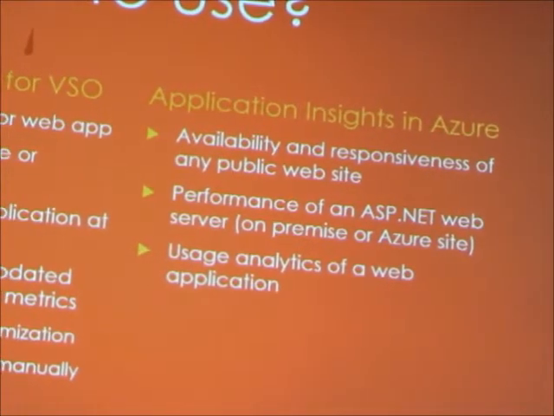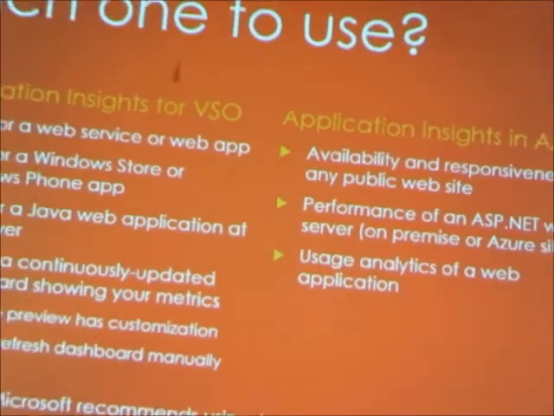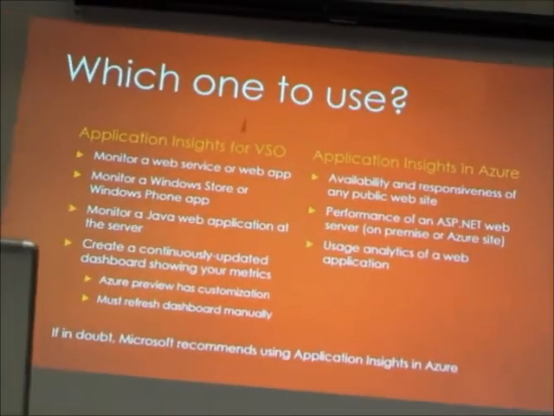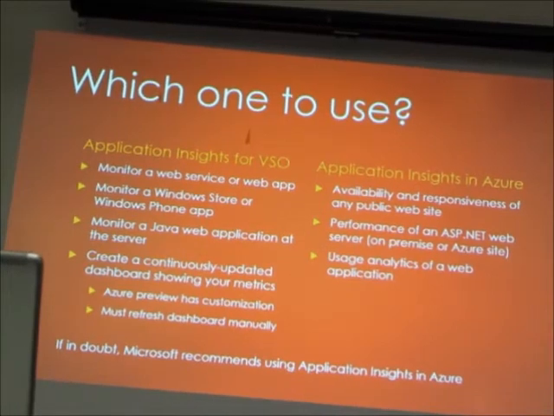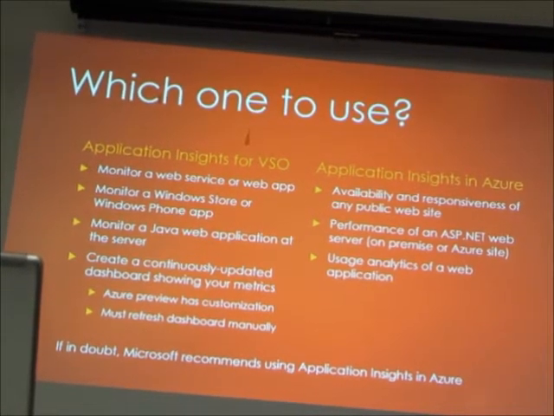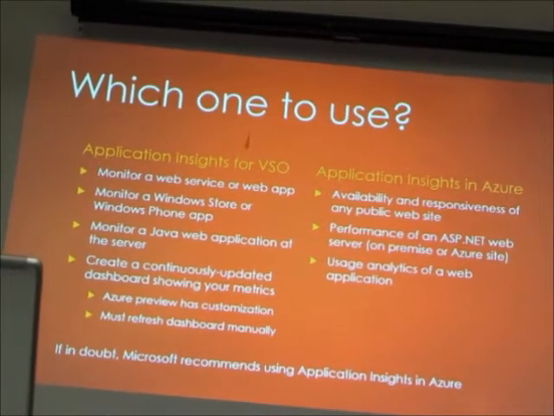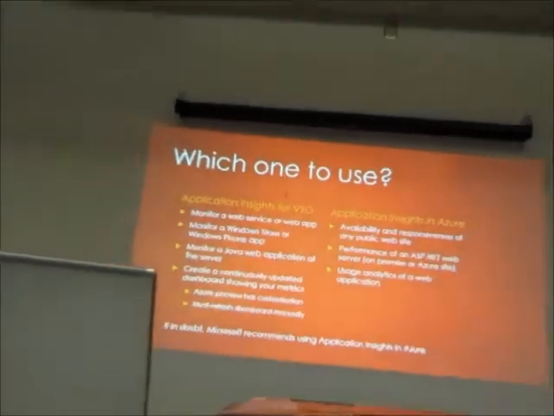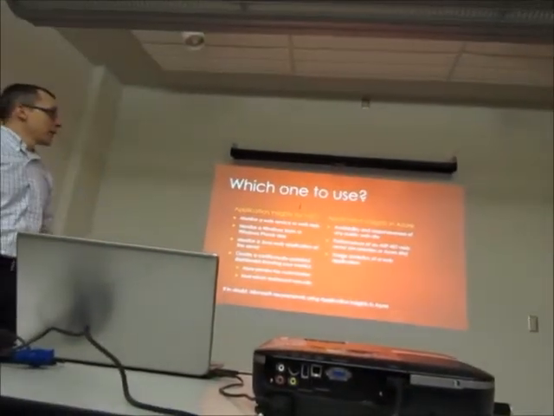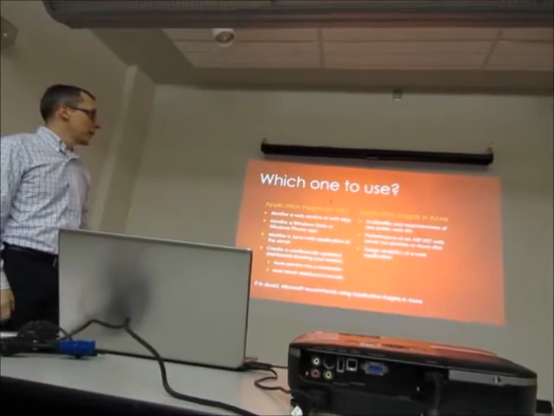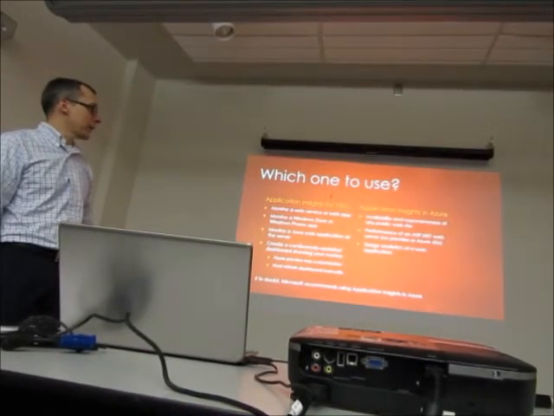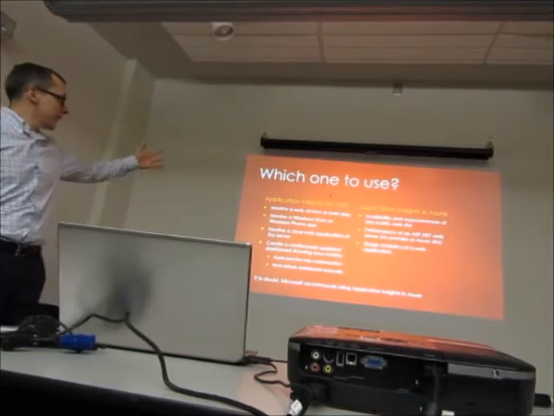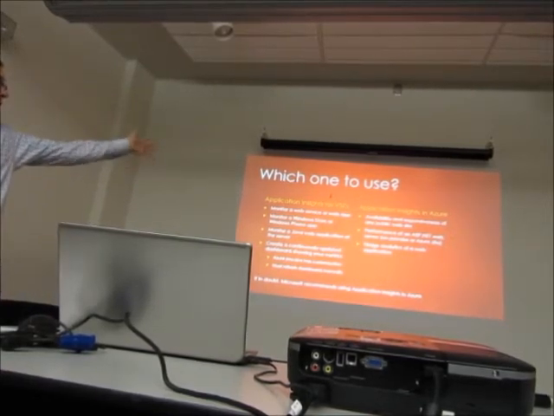So if you want to do a web service, if you want to monitor a Java application or use some JavaScript code, or you want to do something with Angular, everything's going to be in Visual Studio Online. You're going to live in Visual Studio Online. If you want to go into the Azure space, that's where you're going to start doing the ASP.NET web applications or any of your website kind of stuff. So you can kind of see the differences between the two and why you would want one or the other.